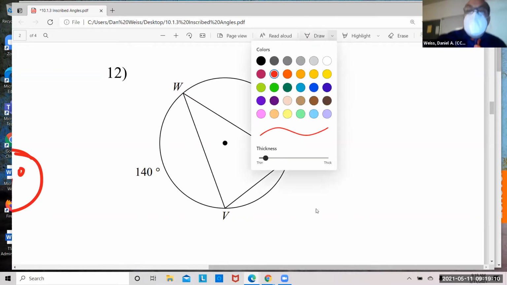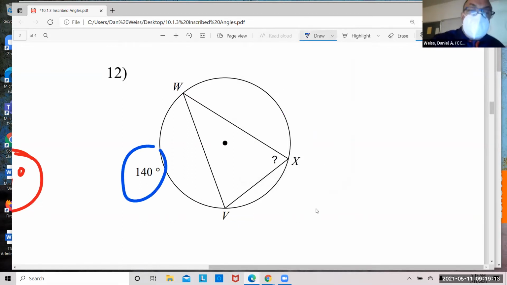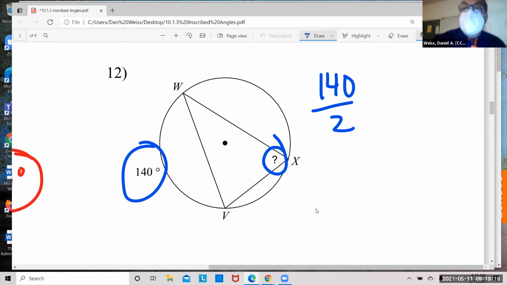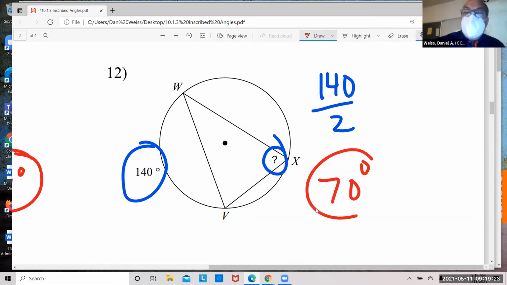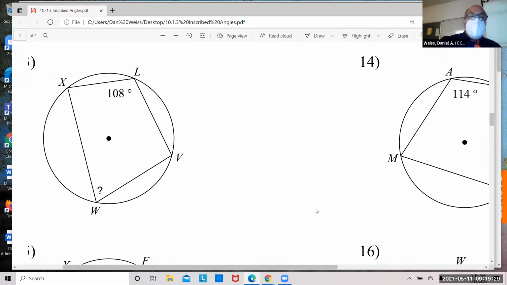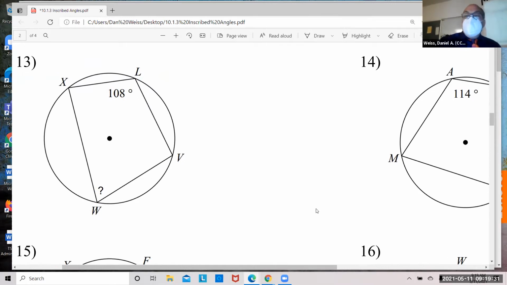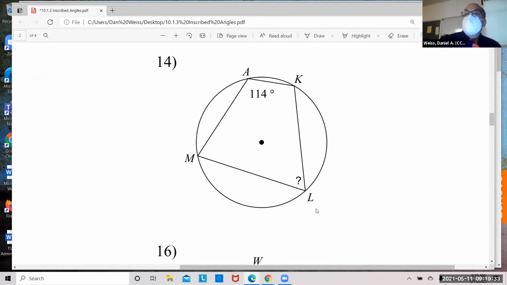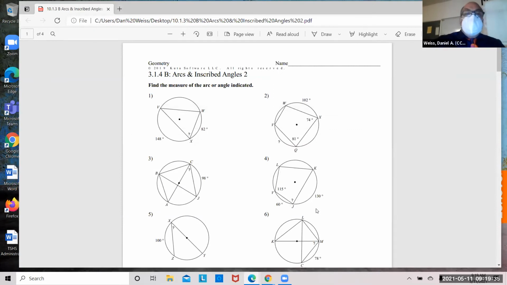Here I have the arc. If I have the arc, what's the angle? Take half. What's 140 divided by 2? 70. Right? Okay.